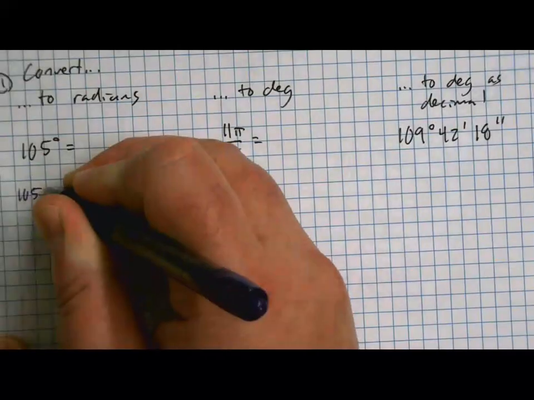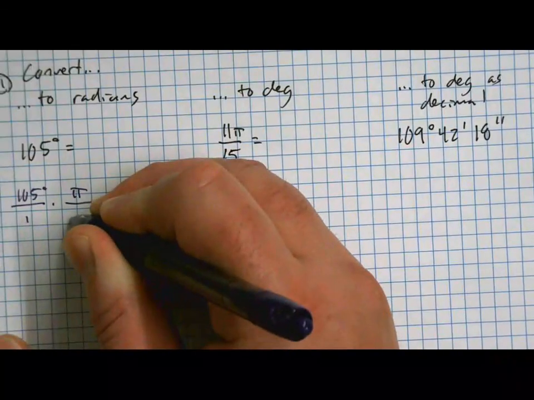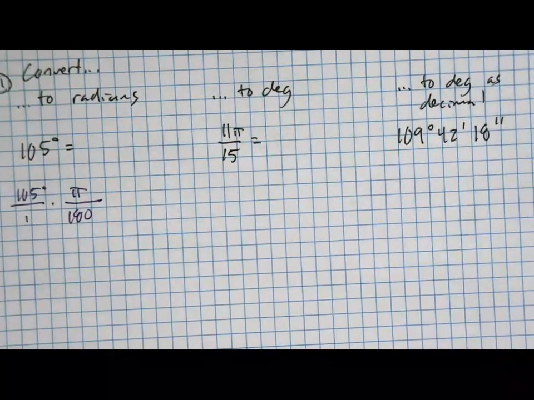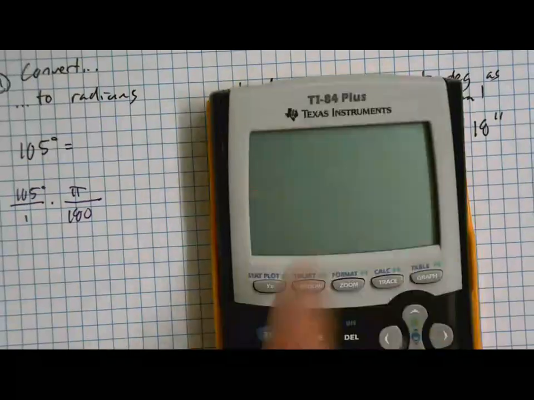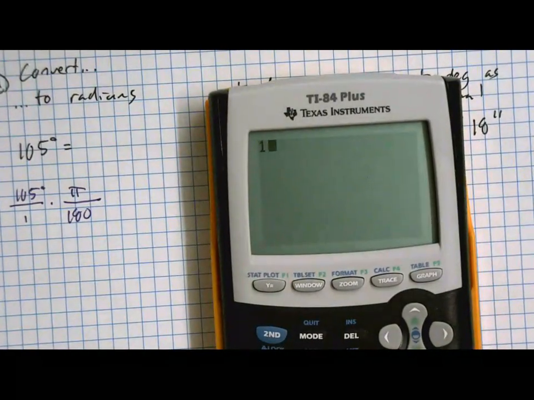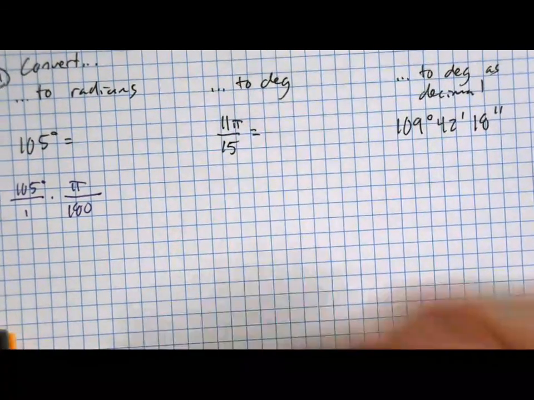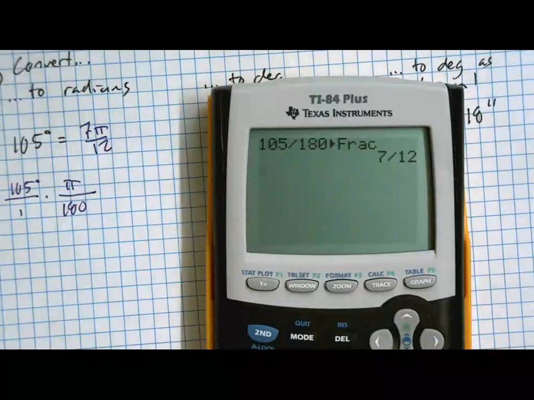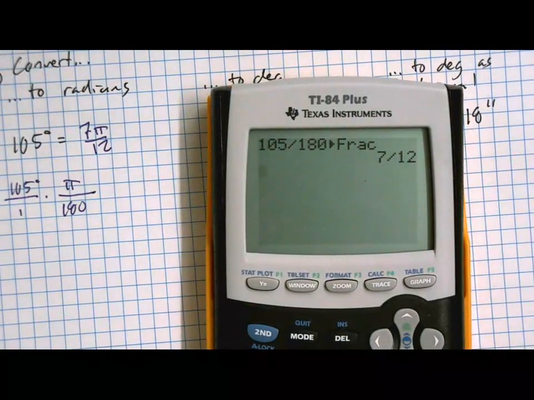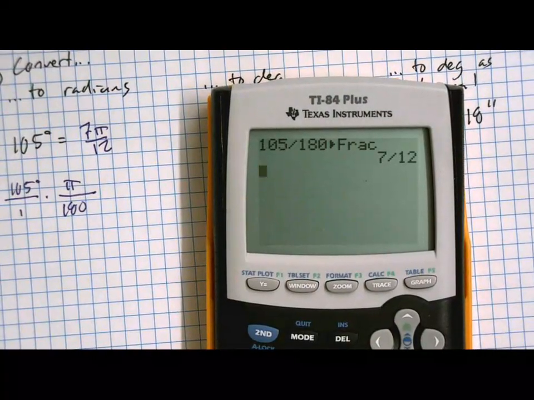So 105 degrees times pi over 180. And I just need to simplify 105 over 180, and I'm going to let the calculator do it for me. Seven over 12. So don't forget about your math frac for these. I do not want you guys spending a bunch of time trying to reduce things by hand, and you can make small mistakes with that. Use your resources.